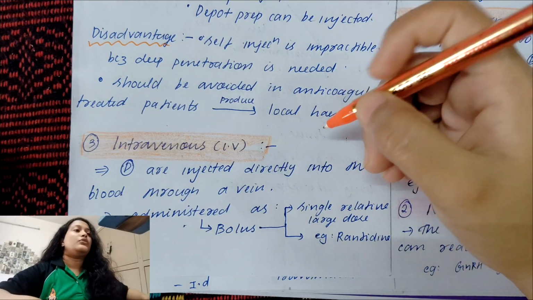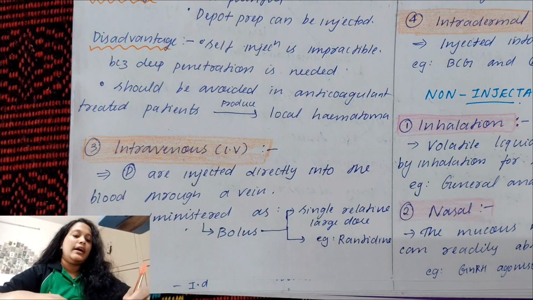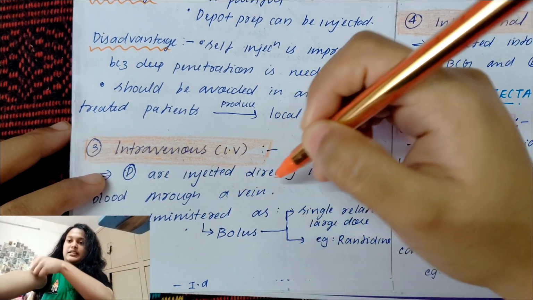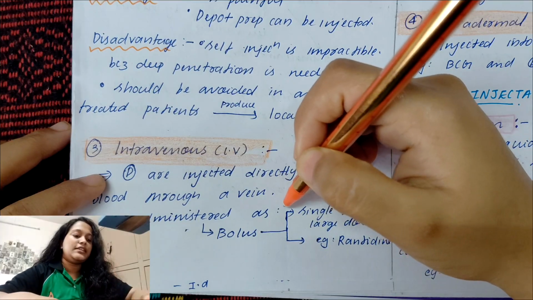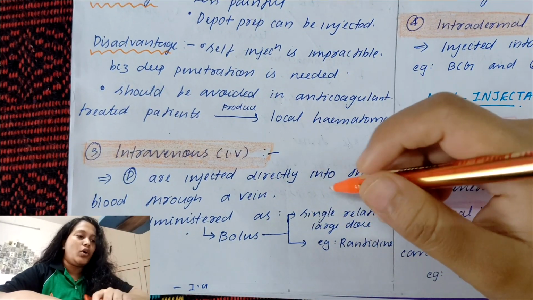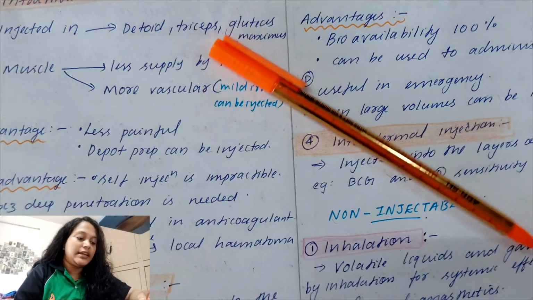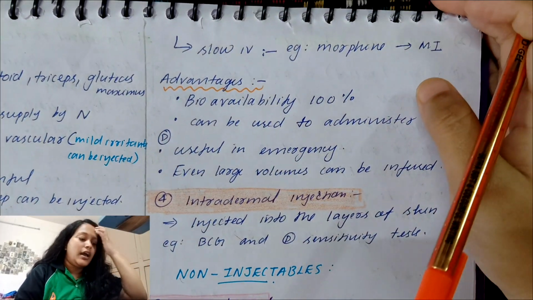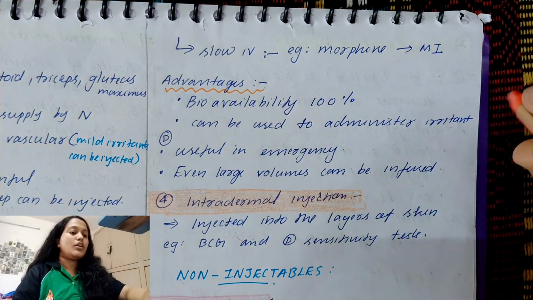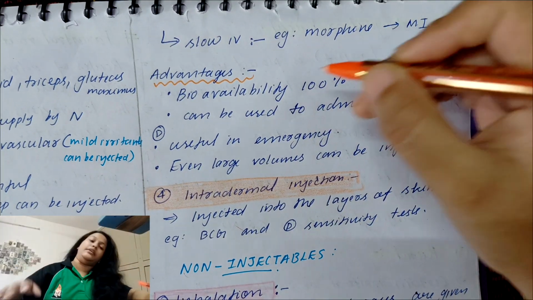Now the third is the intravenous route. Drugs are injected directly into the bloodstream through a vein. We see people injecting the needle here, right? It is administered as a bolus or a slow IV. In bolus form, single relatively large doses are given, for example ranitidine. Slow IV is used, for example morphine for myocardial infarction.